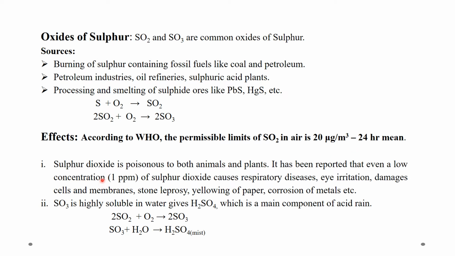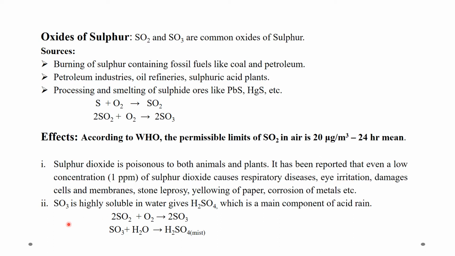Sulfur dioxide is poisonous to both animals and plants. It has been reported that even a low concentration up to 1 ppm of sulfur dioxide causes respiratory diseases, eye irritation, damage to cells and membranes, stone leprosy, yellowing of paper, corrosion of metals, etc. If the concentration is more than 20 microgram per cubic meter in the atmosphere, then it leads to all these problems.